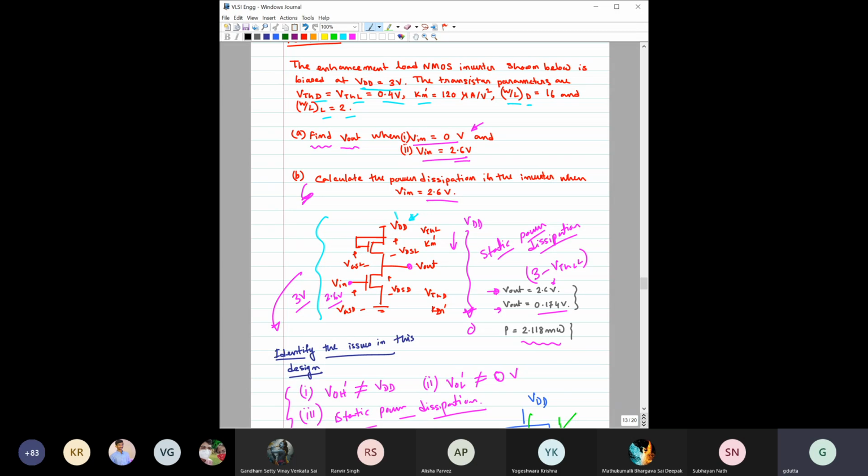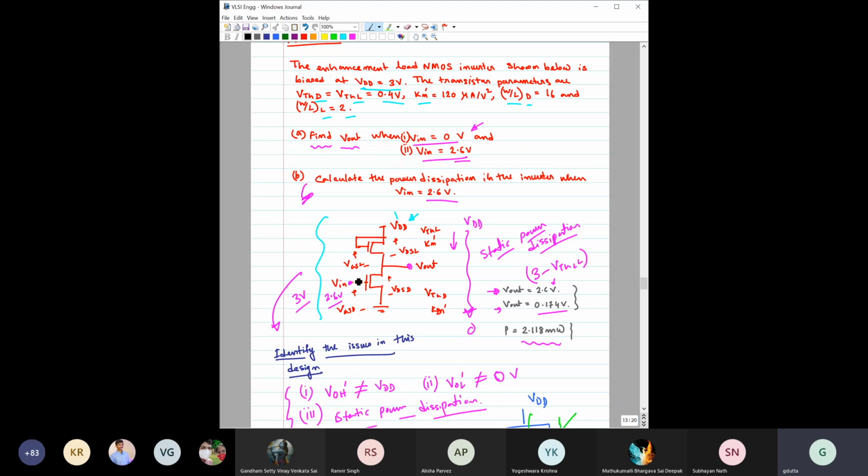So what do we mean by static power dissipation? Static power dissipation is when the inverter is in a static state. What do we mean by static state? Suppose you have given logic 0 at the input and keep it. You are not changing the input from 0 to 1 or from 1 to 0. Either you keep it at 0 or you keep it at 1. Then if there is any power dissipation, that is called static power dissipation. If there is no such power dissipation, it is called no static power dissipation.